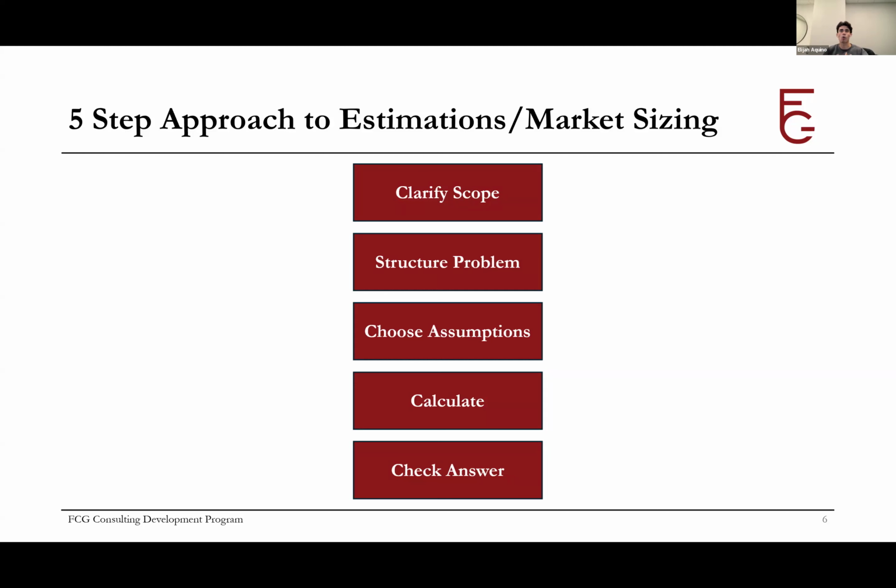More or less lay out why you think you're putting a certain number to a certain part of the framework. And you'll see how this works out in a couple seconds. After you structure your problem and before you choose your assumptions, give your interviewer a check: am I using the right framework? Am I going about this the right way? Once they give you that check, you can choose your assumptions and then start calculating.